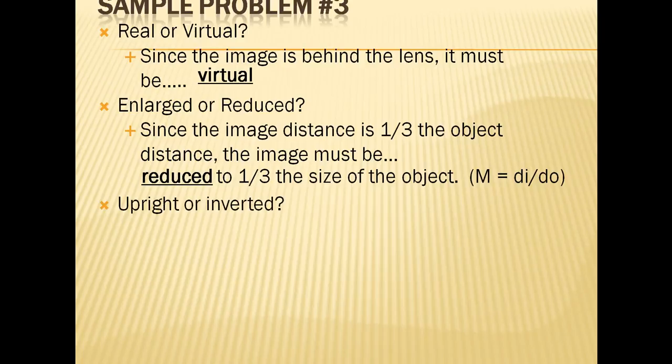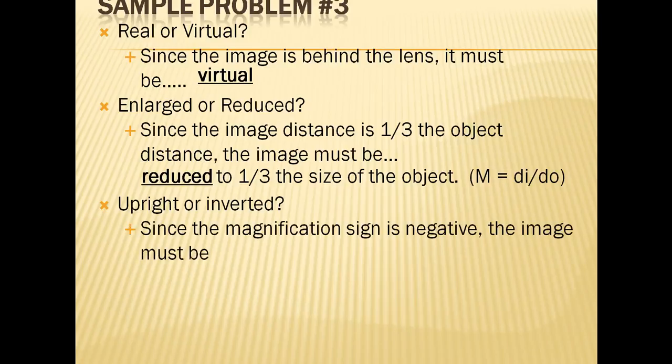Okay. The third thing is, is it upright or inverted? You should know that if it's a virtual image, then it's going to be upright. Also, I said on there the magnification sign is negative, same thing. So if you have a negative magnification sign, it's going to be upright. If it's a virtual image, it's going to be upright. Those all go together. What type of lens would this be?